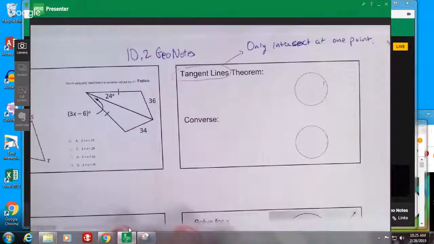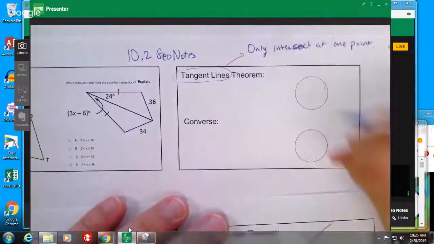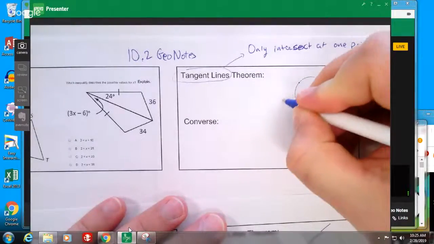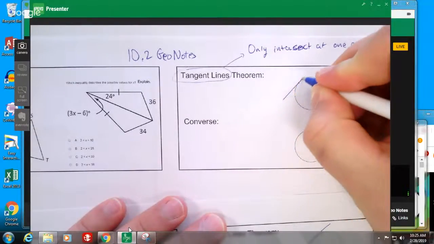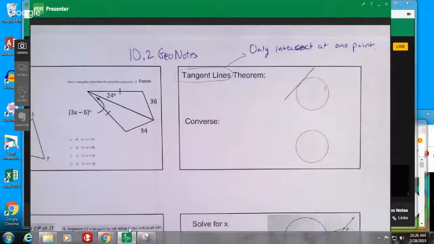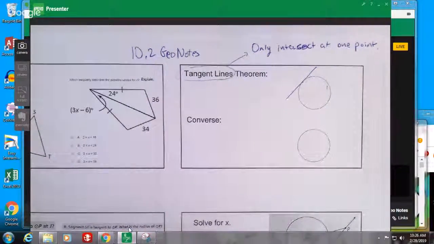So if I'm going to draw this perfectly, I'm going to go ahead and pick my point, and then I'm going to go ahead and just draw this. It only hits at one point. So that is a tangent line. Half of calculus is the study of tangent lines. The first half of the year, you talk about tangent lines every single day, basically, whether you know it or not.